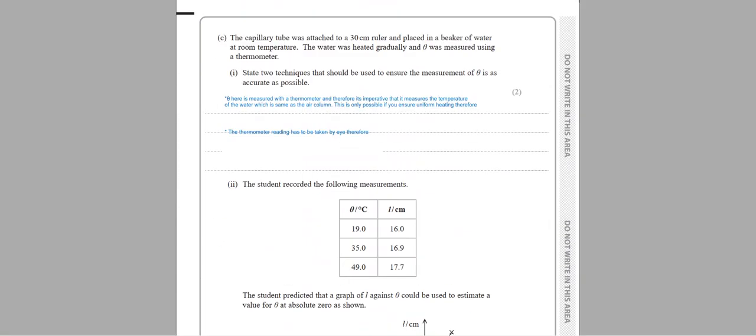The capillary tube was attached to a 30 cm ruler and placed in a beaker of water at room temperature. The water was heated gradually and theta was measured using a thermometer. State two techniques that should be used to ensure measurement of theta as accurately as possible. Theta here is measured with a thermometer, and therefore it's imperative that it measures the temperature of water, which is the same as the air column. This is only possible if you ensure uniform heating.